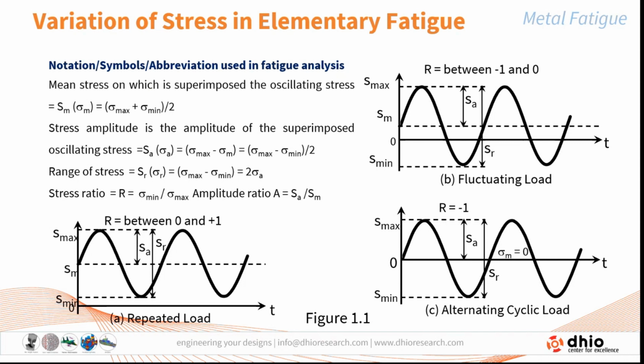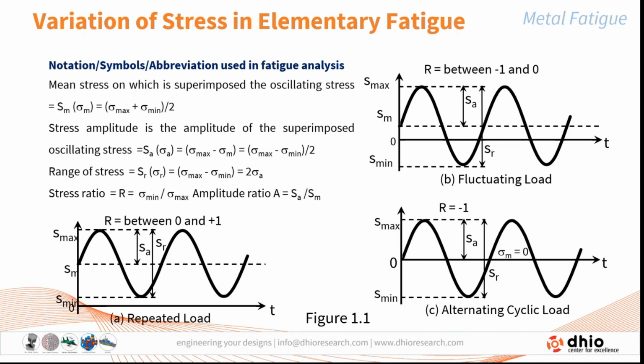Whereas in the case of alternating cyclic load, the stress ratio is always equal to -1 because the stresses induced in the material have the same magnitude but different sense.